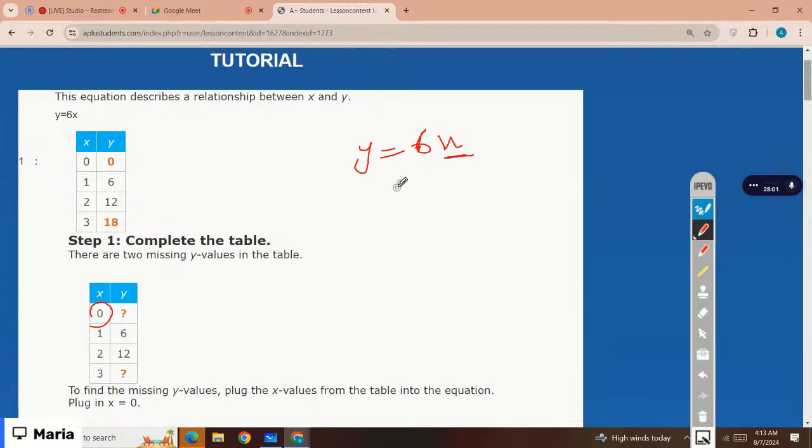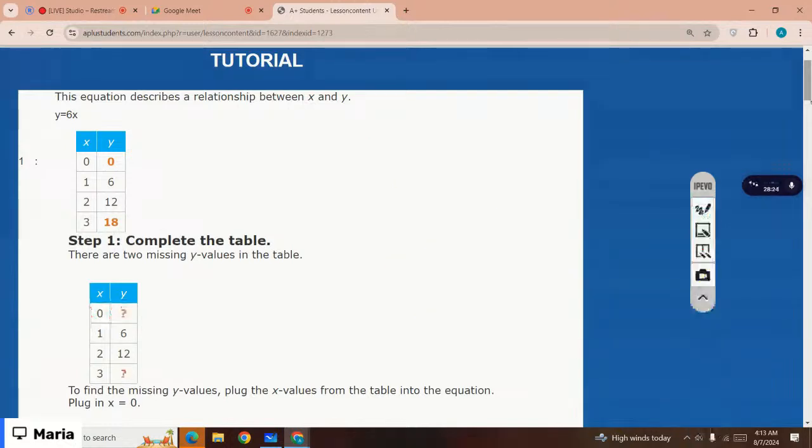You need to replace x with 0. So 6 times 0 is 0. That means when x is 0, y is 0. Here you need to find the value of y when x equals 3. So you need to do 6 times 3. 6 times 3 is 18. So when x is 3, y is 18. Now you have completed the table.